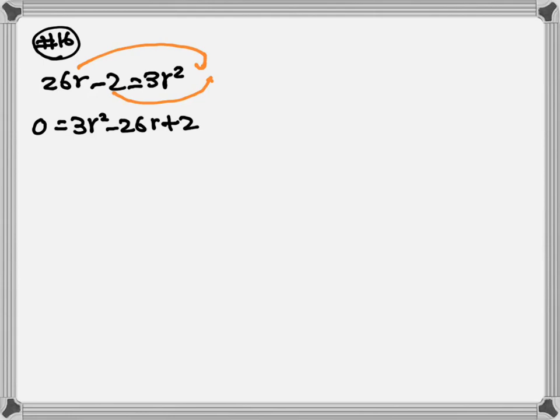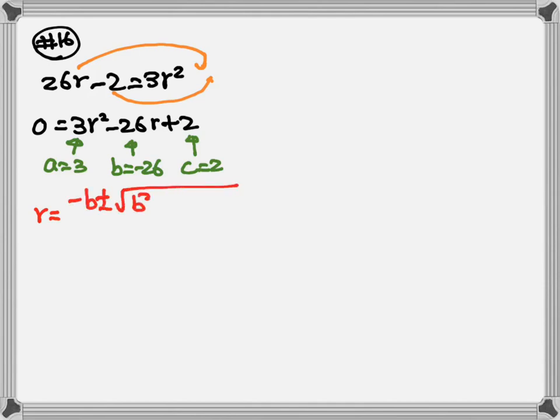Then after that, let's find out my a, b, c. My a is equal to 3. B is equal to -26. C is equal to 2. Then let's write the quadratic formula. R is equal to -b plus minus square root of b squared minus 4ac over 2a.